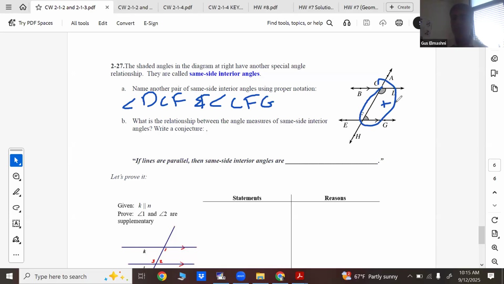We're on the same side. We already talked about that earlier. Those two add up to 180 degrees when you have parallel lines. So the conjecture: if lines are parallel, same side interior angles, we don't say they're congruent. Instead, we say what? What term do you use when you add to 180? Thank you, Emily. Supplementary, right? They're supplementary. So let's go through another proof.